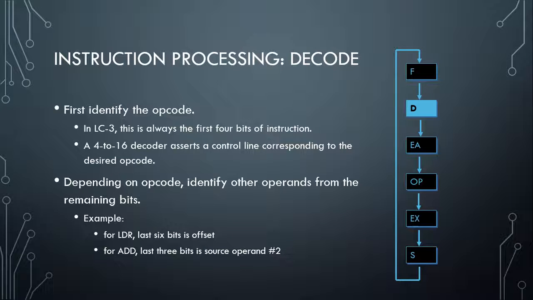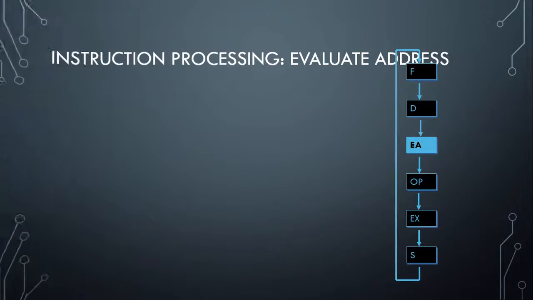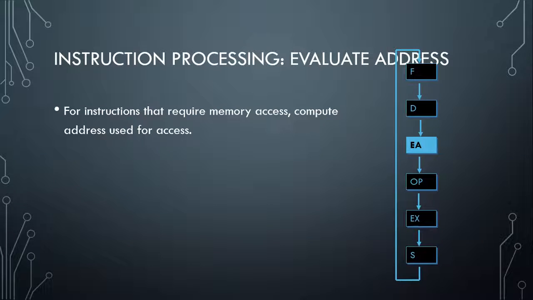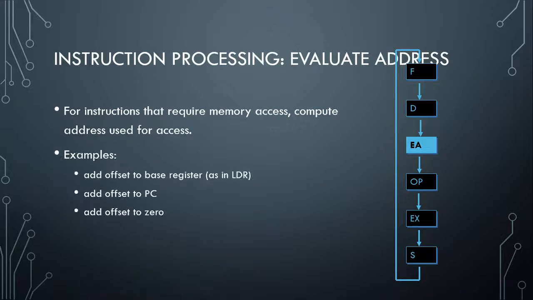For example, with LDR, the last 6 bits of that string of 16 bits is going to be your offset. For add, the last 3 bits is the source operand number 2. That's where we're storing our value. All right, then we're going to evaluate address. For instructions that require memory access, compute the address used for access. For example, add the offset to the base register, such as LDR, add the offset to PC, or add offset to 0. Those are all different things that can happen.